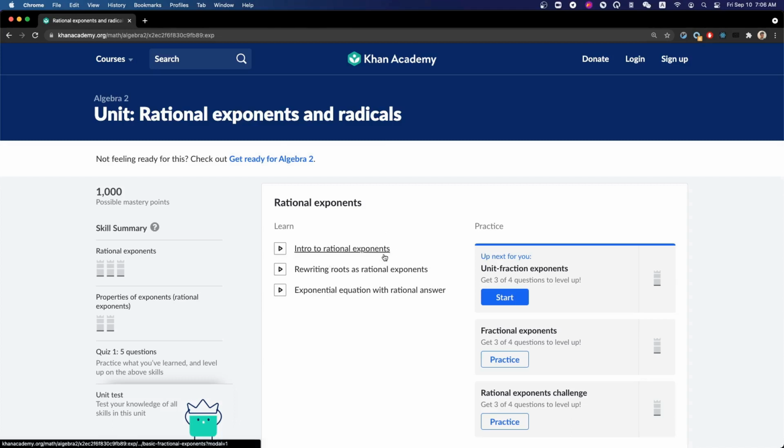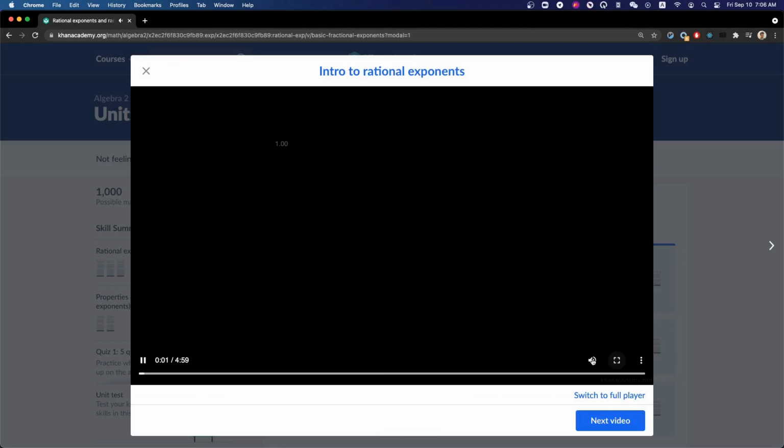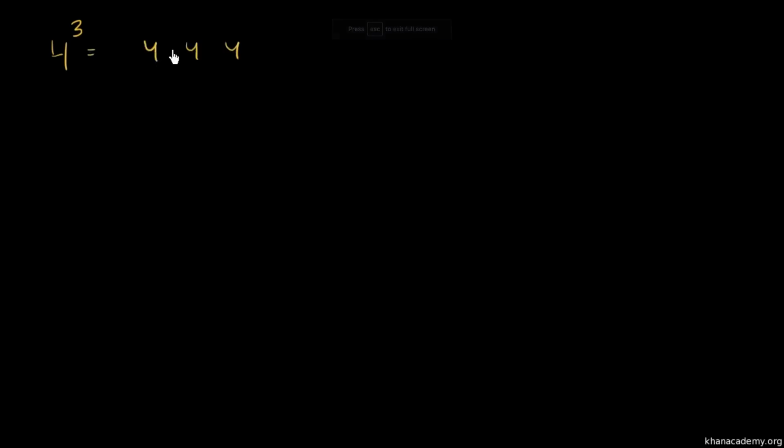Intro to rational exponents. We already know a good bit about exponents. For example, we know if we took the number 4 and raised it to the third power, this is equivalent to taking 3 4s and multiplying them. Or you could also view it as starting with a 1 and then multiplying the 1 by 4, or multiplying that by 4, 3 times. But either way, this is going to result in 4 times 4 is 16, times 4 is 64.